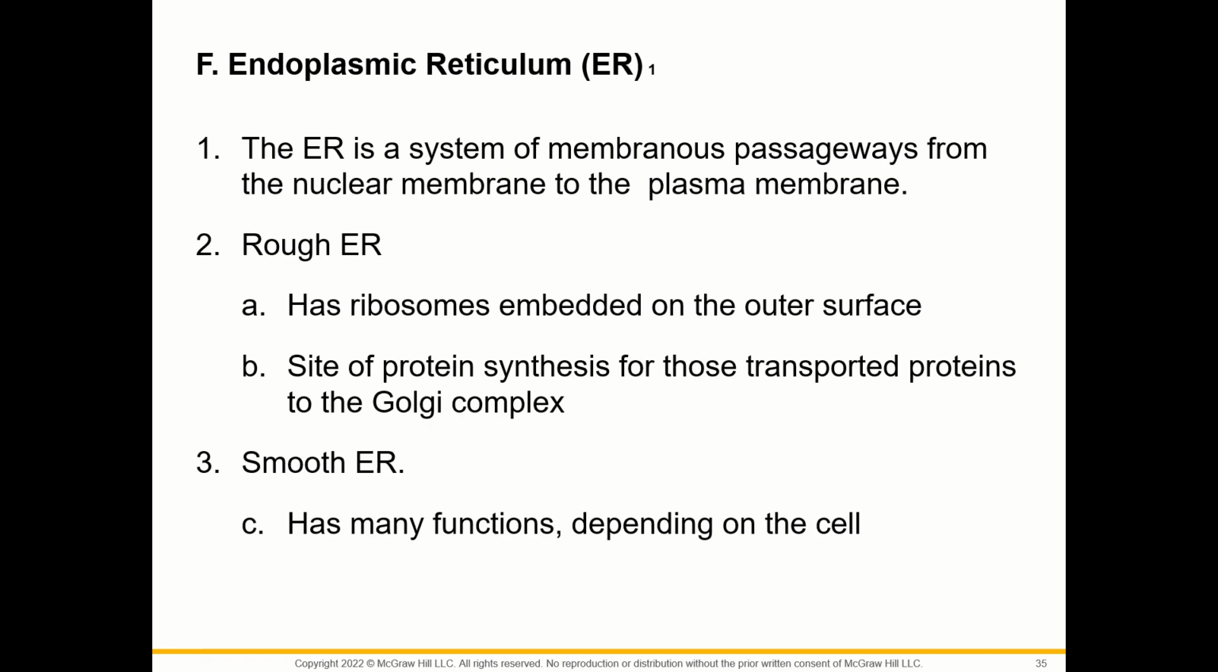Now the endoplasmic reticulum, or ER. There's 2 principal types, but all in all, the ER is a system of membranous passageways from the nuclear membrane to the plasma membrane. The rough ER has ribosomes embedded on the outer surface. It is the site of protein synthesis for those transported proteins to the Golgi complex.